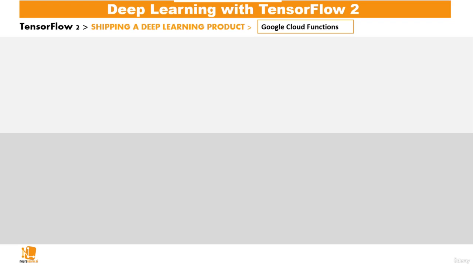Welcome to the section on shipping a deep learning product. In this section, we shall focus on using a model which was trained, validated, and tested locally on a Jupyter notebook to deploy it easily on a Google Cloud service like the Google Cloud Functions. But for now, let's first understand the product we want to ship.